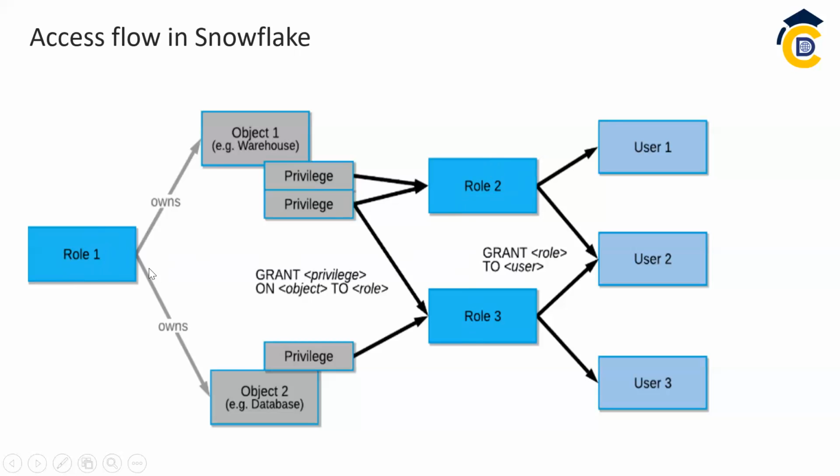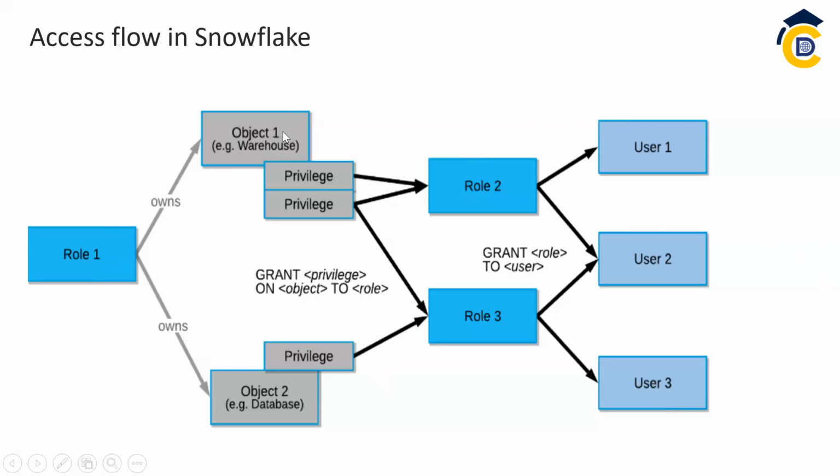It could have been directly to users also, guys, like how this role is given to this user. Role 1 can do that also. It's not necessary that a role has to give first to another role, and that role will give to the user. Nothing like that. This is just a picture of a sample access flow Snowflake has given. So you can give directly to the user, or you can give to a role, role to role, that you can also do. So this is an overall picture of the access framework.